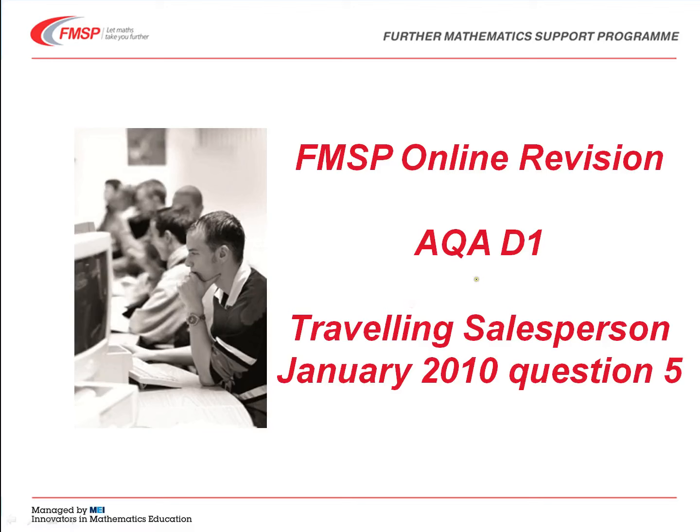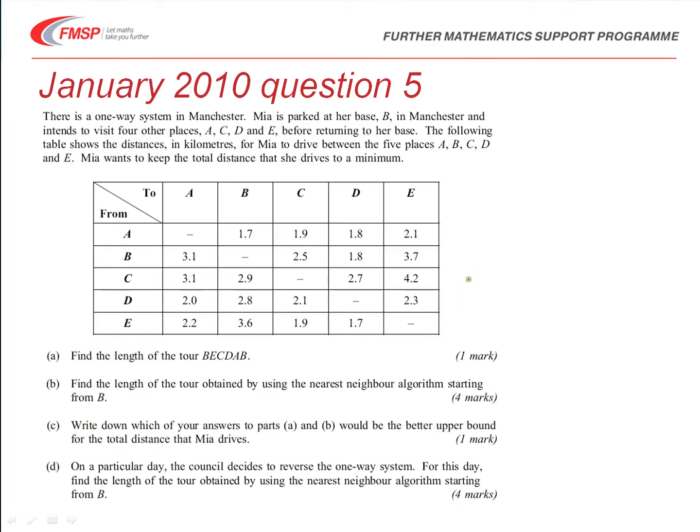Welcome to this online revision session for AQA D1, in which we will be looking at the January 2010 question 5 on the topic of travelling salesperson. As you can see in this particular problem, we are given some information about a one-way system in Manchester, and the information is given in a two-way table or a matrix. You can see that going from A to B is 1.7 kilometres, whereas going from B to A is 3.1 kilometres. So we've got to be careful here to get the order and read the information out of the matrix correctly.